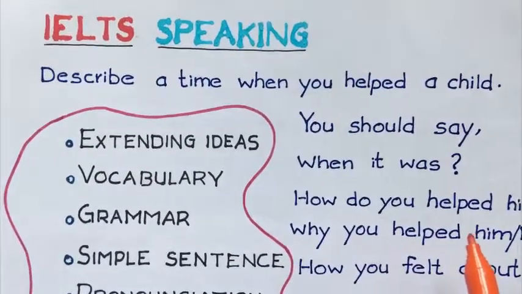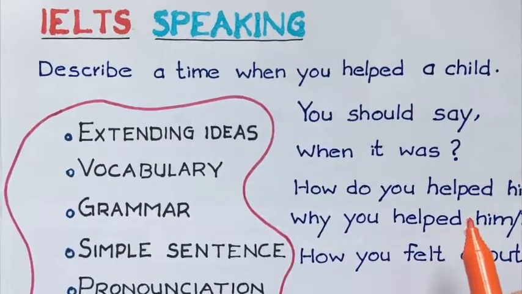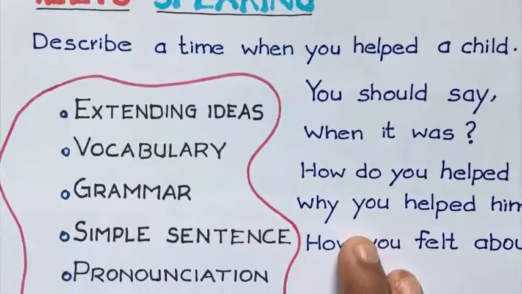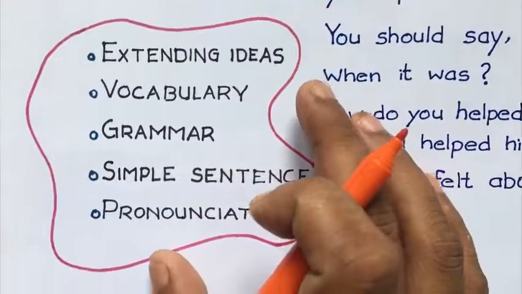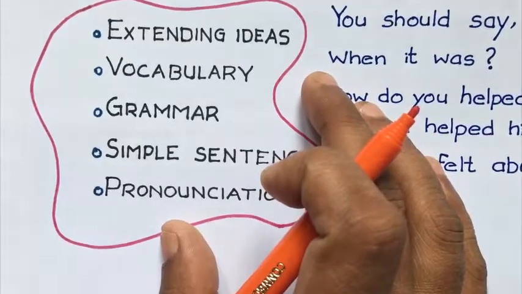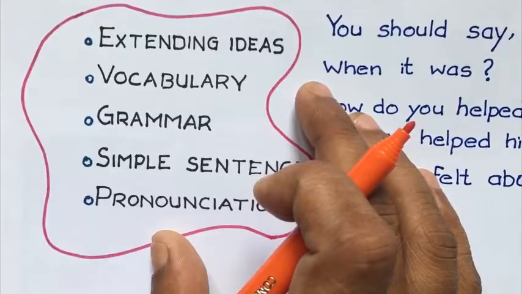In today's class, let's see how you can change your band score from 6 to 8. So, what are the tips you could use for your IELTS speaking? These are all the tips. There are 5 tips I'm going to talk about here, and I'm going to say how you can use them in your IELTS speaking. Let's get started.